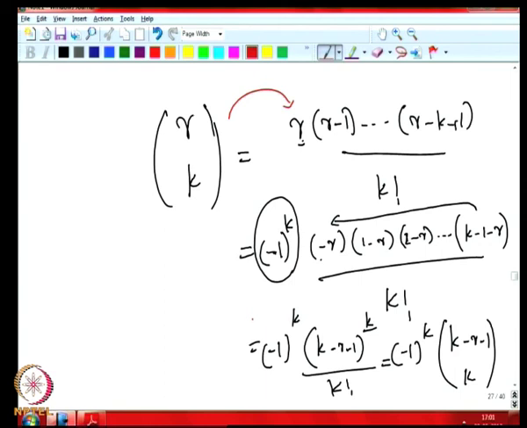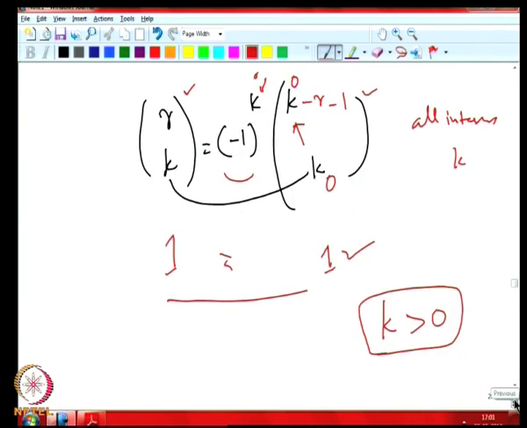And of course, there is one thing. We can also consider the case where K is greater than R. If K is greater than R, this is going to be 0. And here, what is happening? K is greater than R, so we have R choose something bigger than R, and then, okay, it is time now. So we will discuss in the next class.